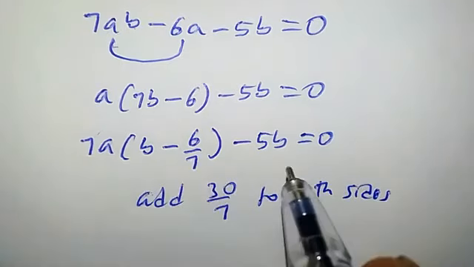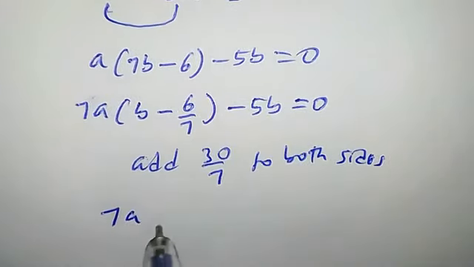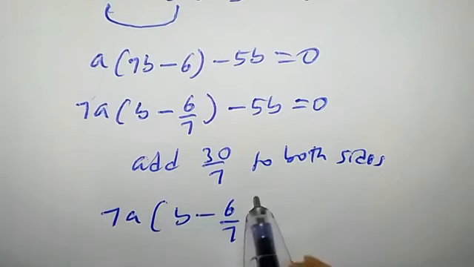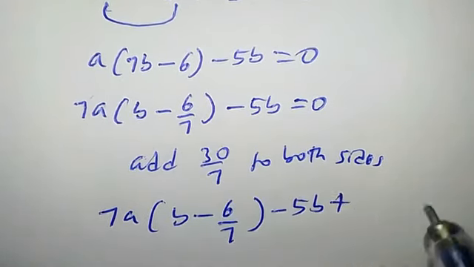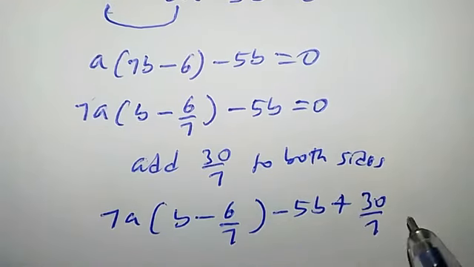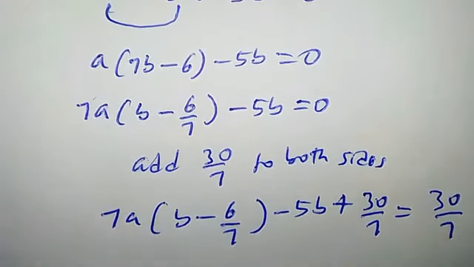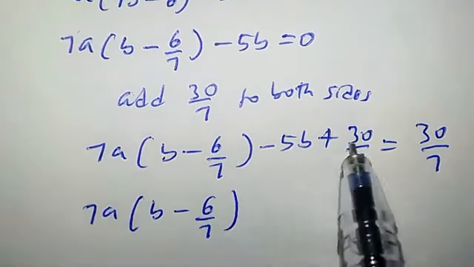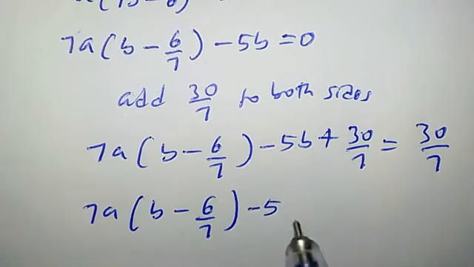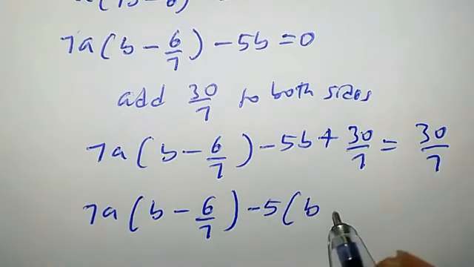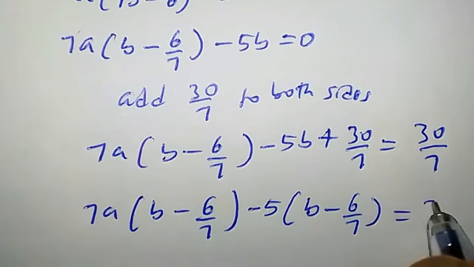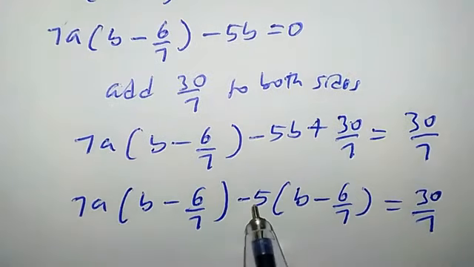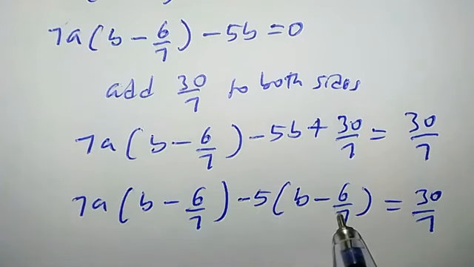If we add 30 over 7 to both sides, what do we have? We're going to have 7a into b minus 6 over 7 minus 5b plus 30 over 7 equals 30 over 7. So we have 7a into b minus 6 over 7 minus 5. We can pull it out, so we're going to have minus 5 into b minus 6 over 7 equals 30 over 7. That is minus 5 times b, that is negative 5b, minus 5 times negative 6 over 7, that is plus 30 over 7.